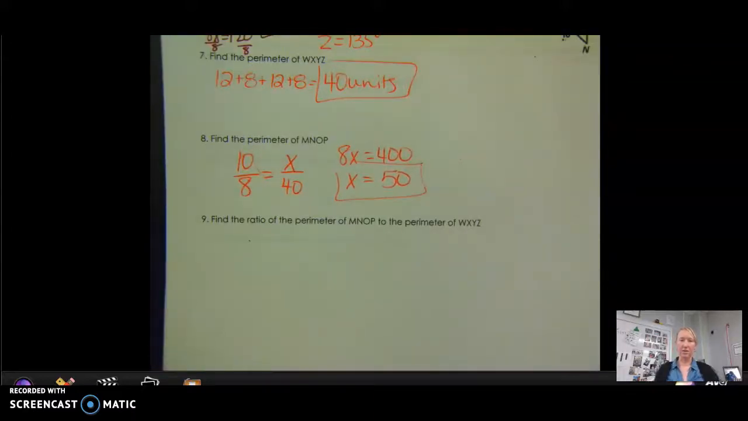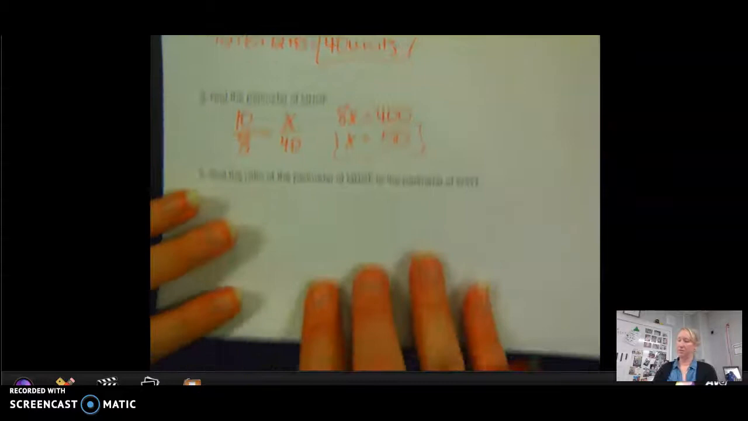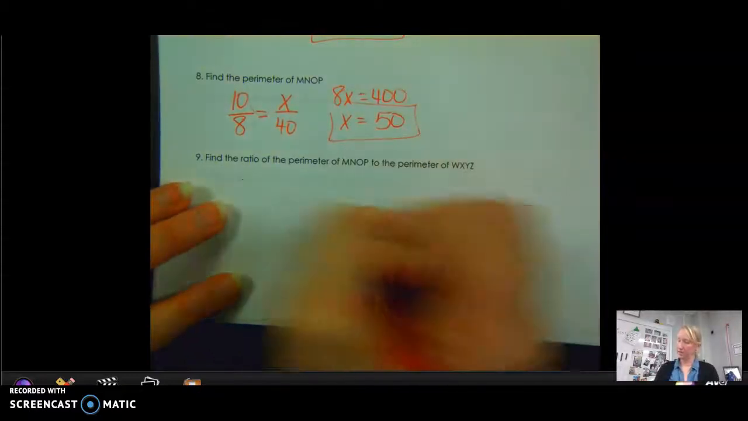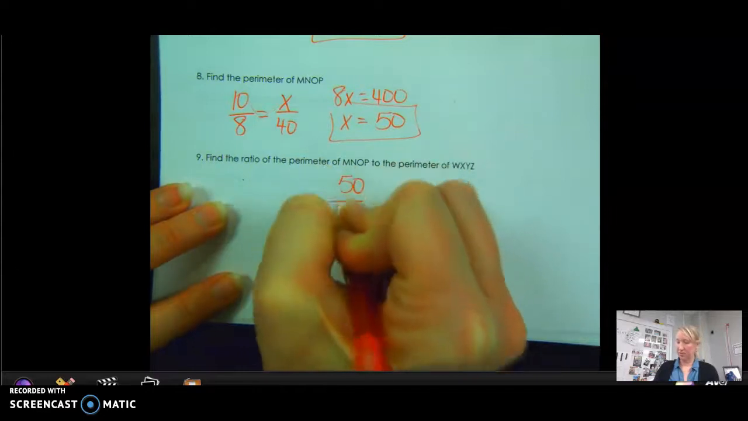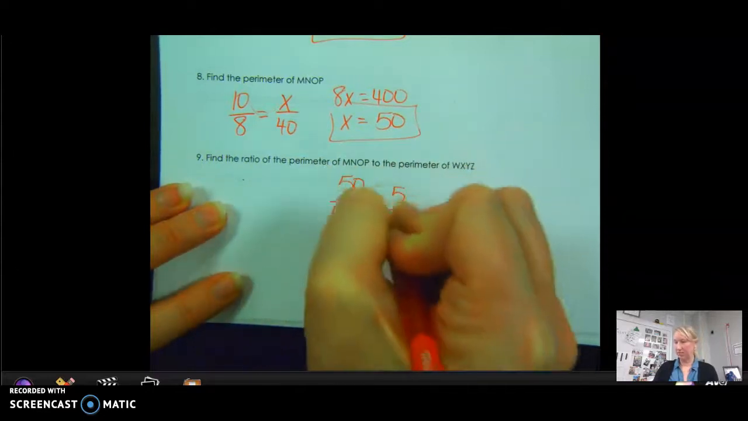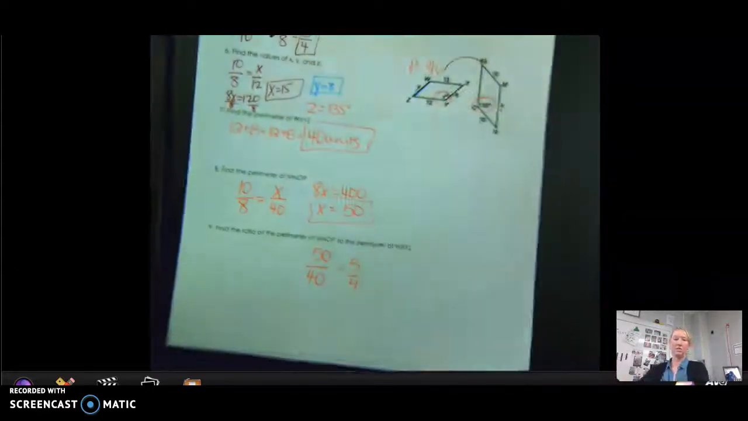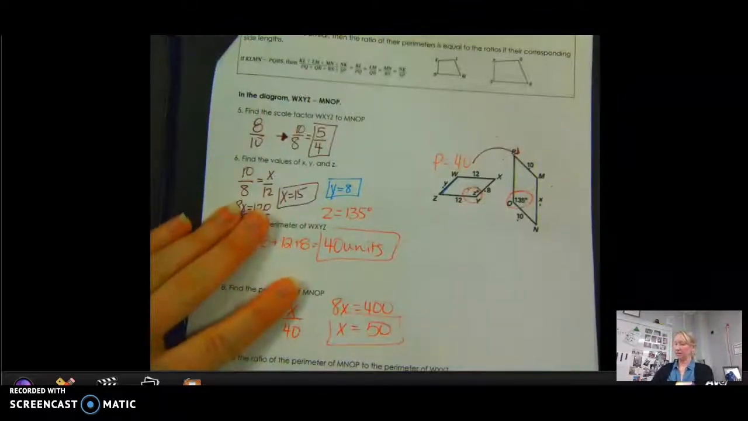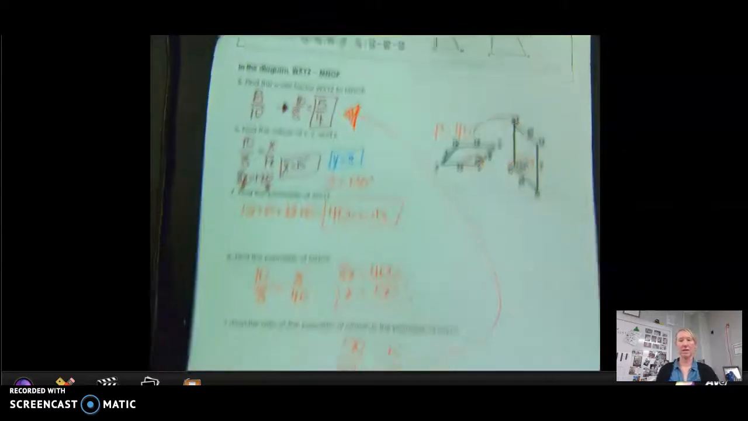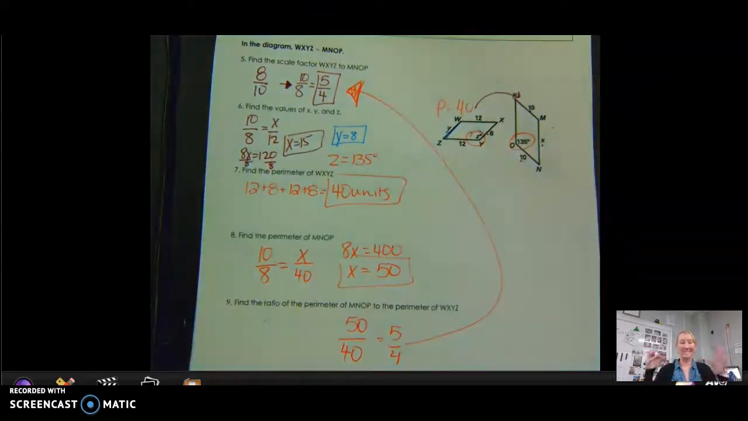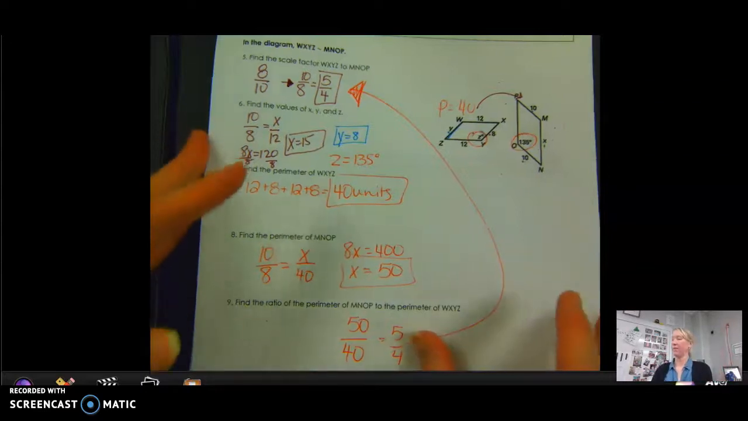Find the ratio of the perimeters from one to the next. Perimeter of this guy is 50. Perimeter of the other guy is 40. If I reduce that down, that is 5 over 4. If you notice, the ratio of those perimeters is equal to the side length ratio. So the scale factor is the same going from sides to perimeter. Okay.